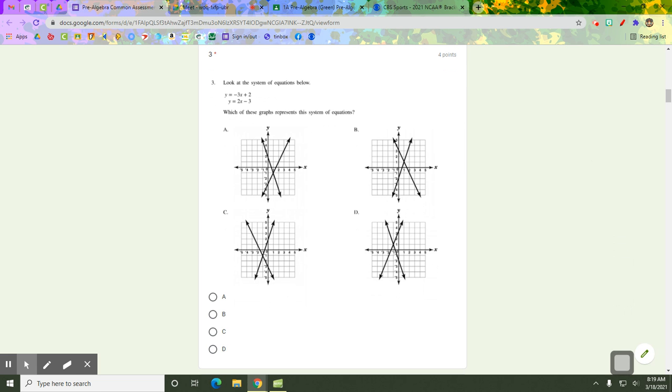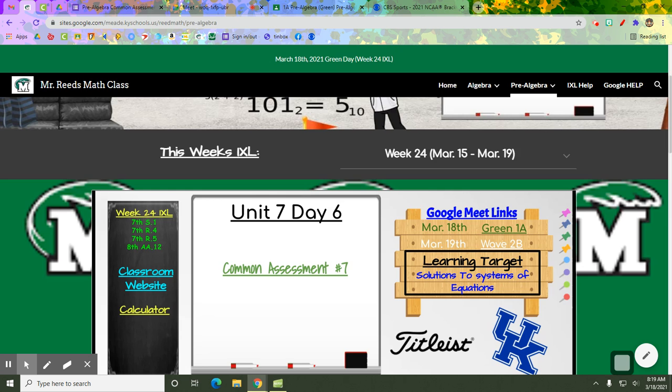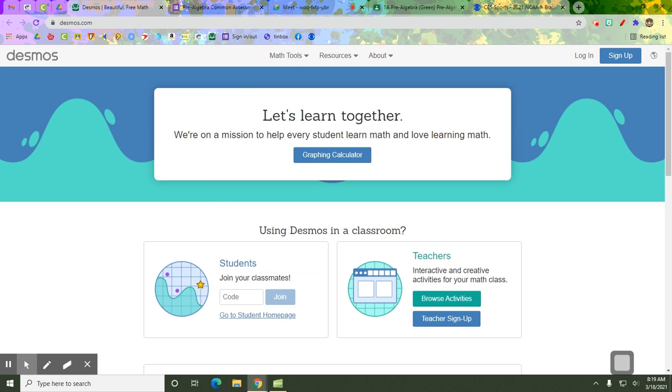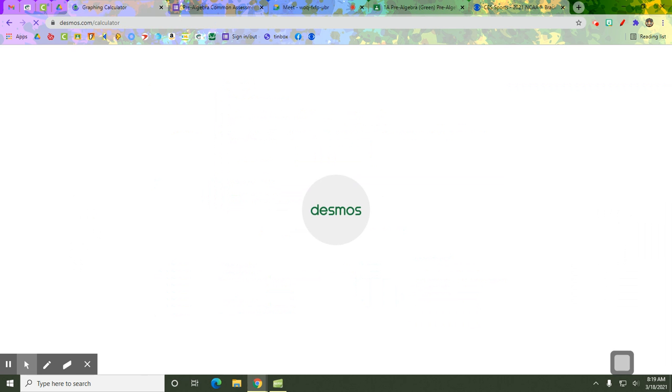Look at the system of equations below. We have our system here, and which one of those graphs represents that system? If you pull up your Desmos, you can plug that in, and you'll be able to determine which one of those is the system. Again, for your Desmos, just go to the website, click on calculator, then math tool, and go to graph and calculator.